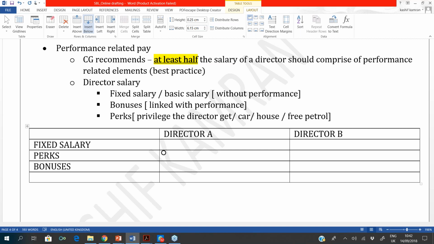If the fixed salary of a director is $2 million and director B's fixed salary is also $2 million, then they have equal perks, right? Director A gets a car, housing facility, and medical. And the same is with director B.